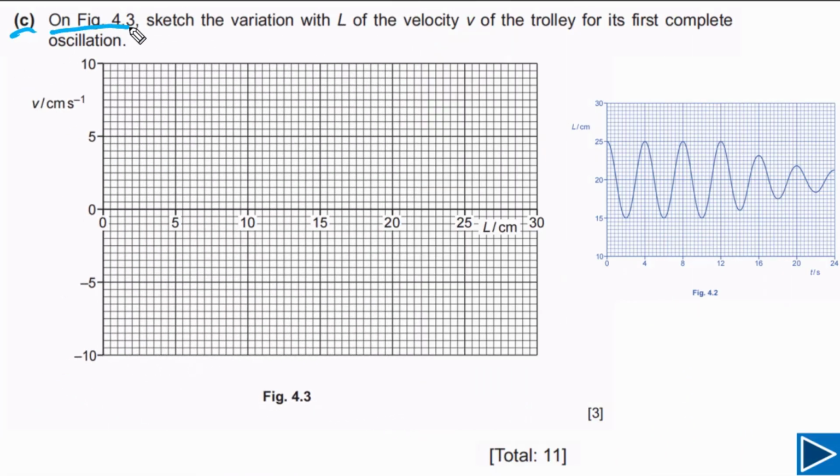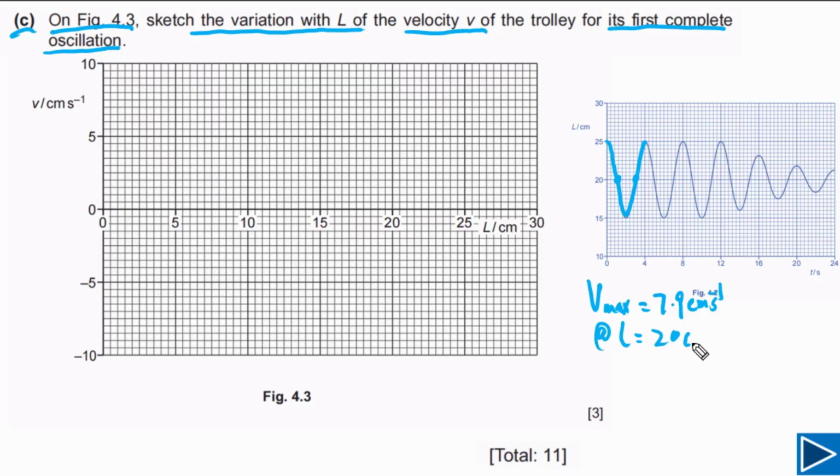For part C on figure 4.3, we need to sketch the variation with L of the velocity v of the trolley for its first complete oscillation. This one is the first complete oscillation. You can see from here that the speed of the trolley is maximum at equilibrium, and at this point the speed is also maximum. So V is maximum, and the maximum value of V we have already calculated, that was equal to 7.9 centimeters per second, and this is maximum at L is equal to 20 centimeters.